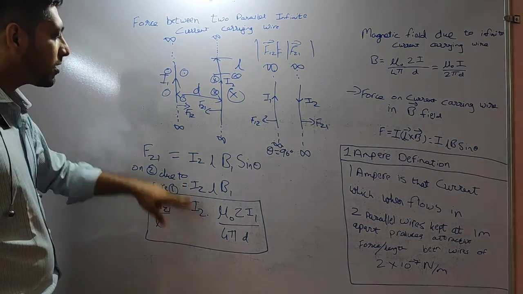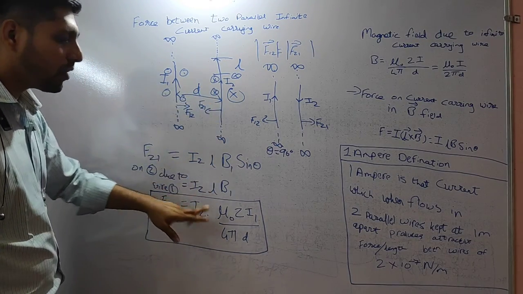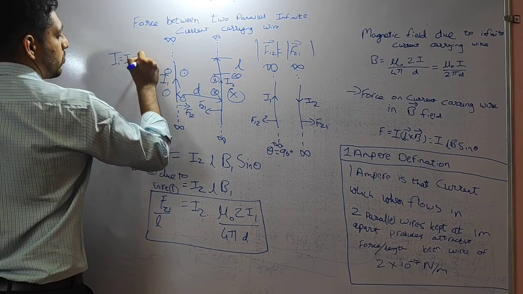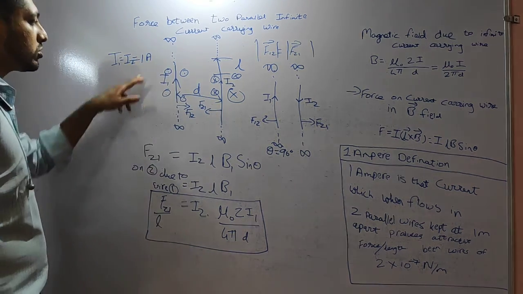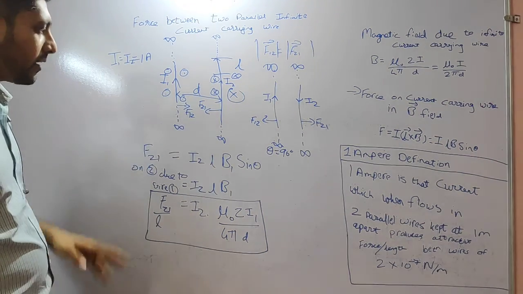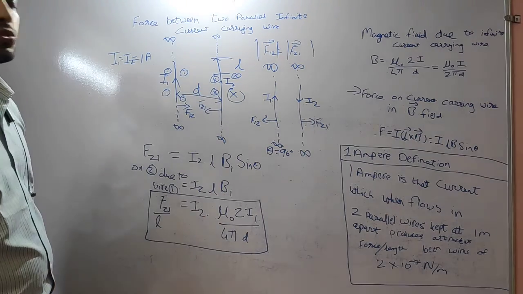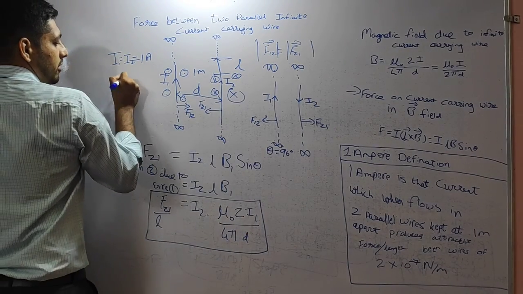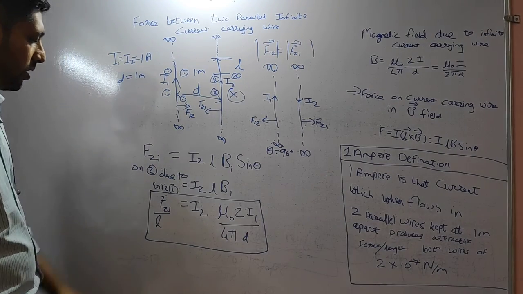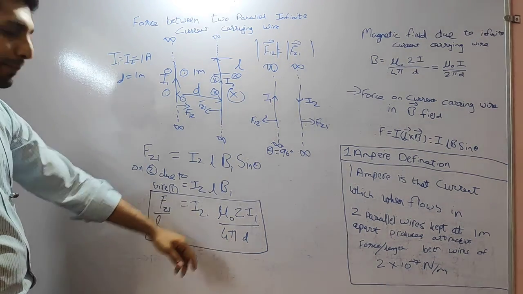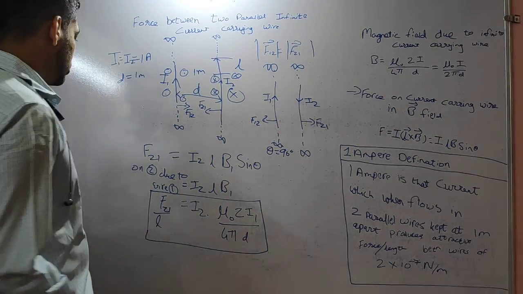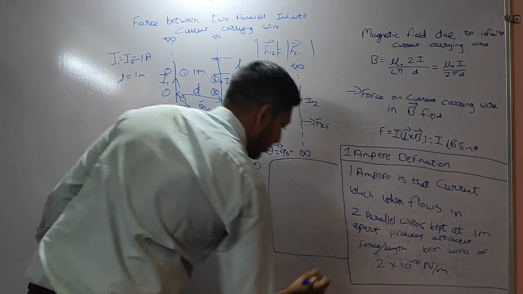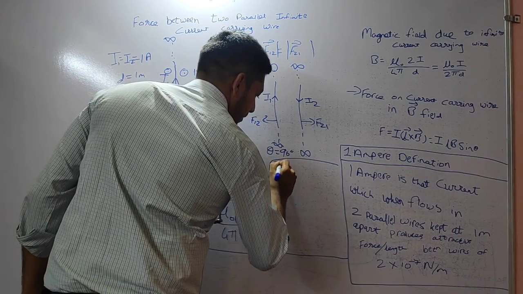Suppose the current in both the wires is 1 ampere, so I1 equals I2 equals 1 ampere. And if the distance between these two is also 1 meter, if they are kept 1 meter apart, the value of D will also be equal to 1 meter. So if I put the values in this, what will it be? I'll take a small box over here.